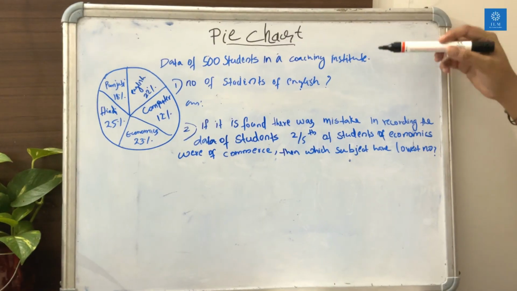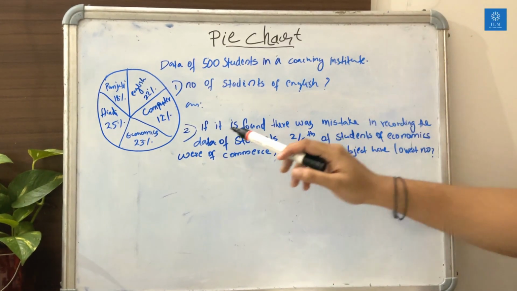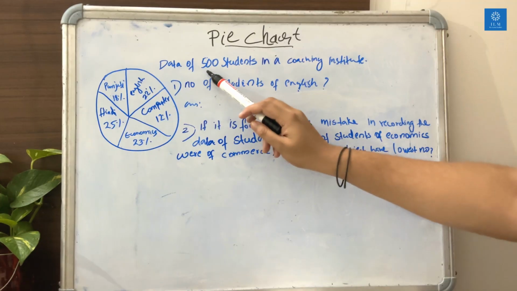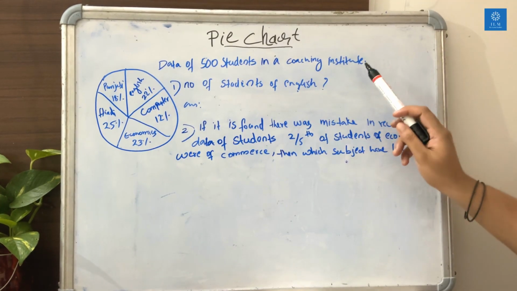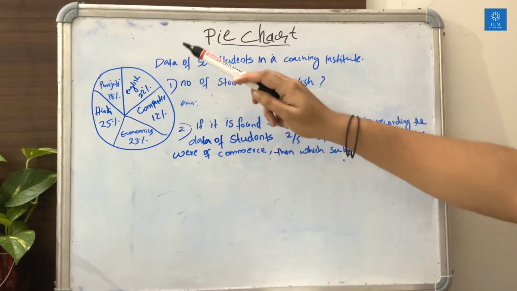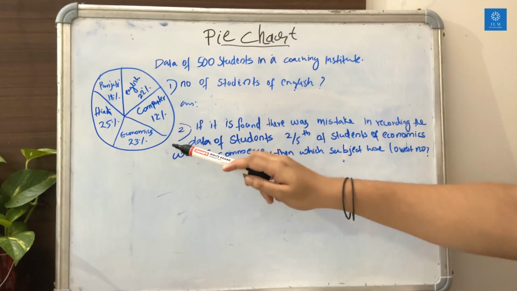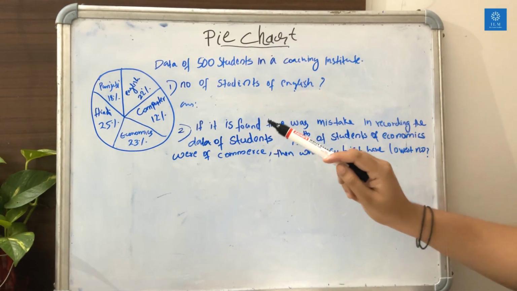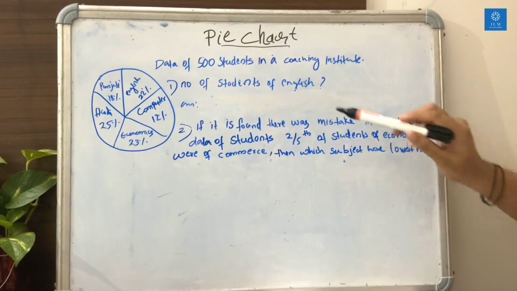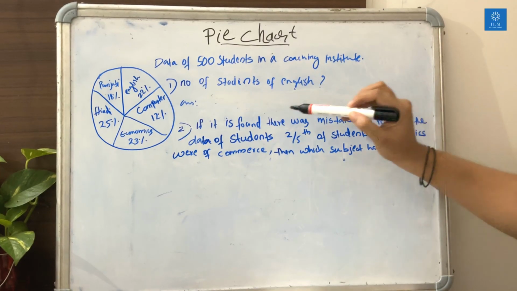Next, we are going to discuss an example from a pie chart. So this is a pie chart. The question is: data of 500 students in a coaching institute is given in percentage. English 22, computer 12, economics 23 percentage, Hindi 25 and Punjabi 18. Now you have to find the number of students in English.